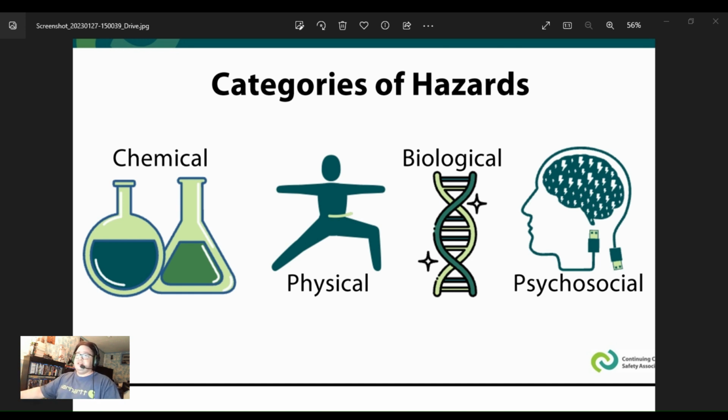Those are chemical hazards. Physical hazards are anything that affects your body, so resident aggression, wet floors, pressurized systems, excessive noise, extreme temperatures. Those all are physical hazards. And then we have the psychosocial hazards. So that's what happens in your mind.